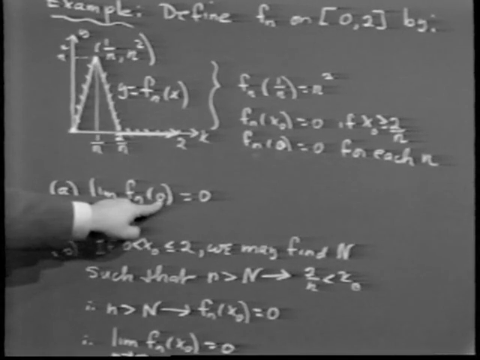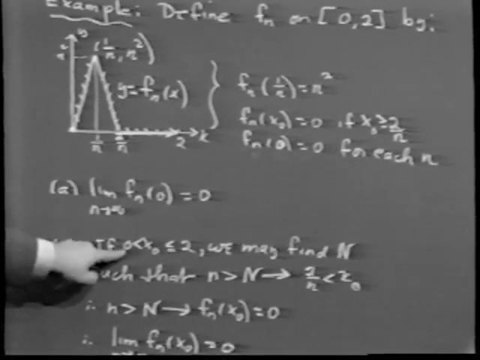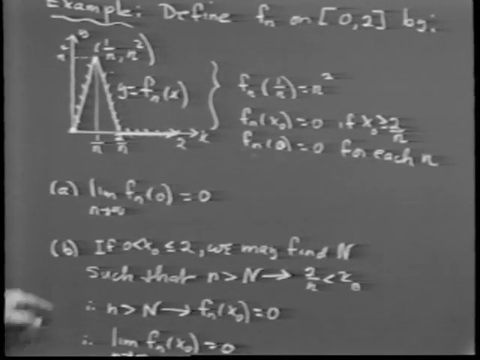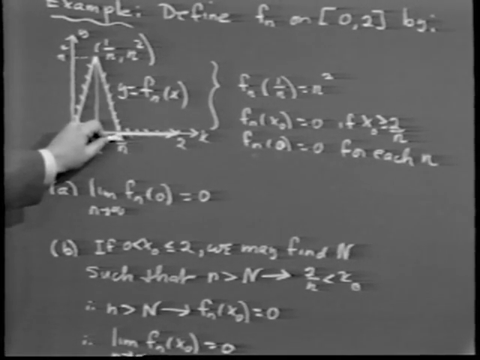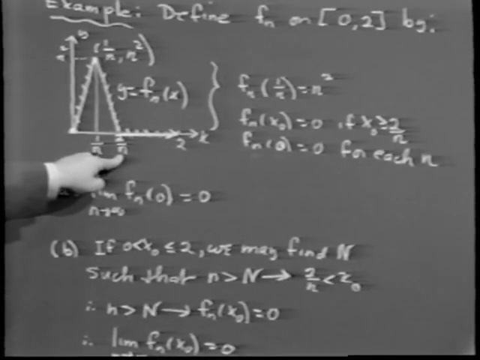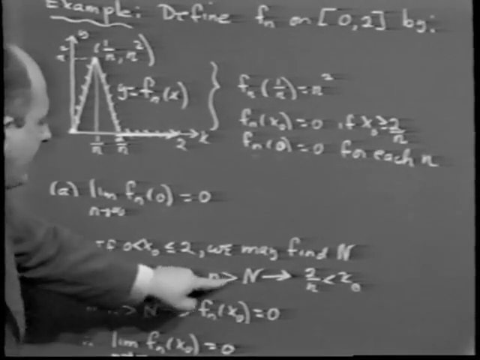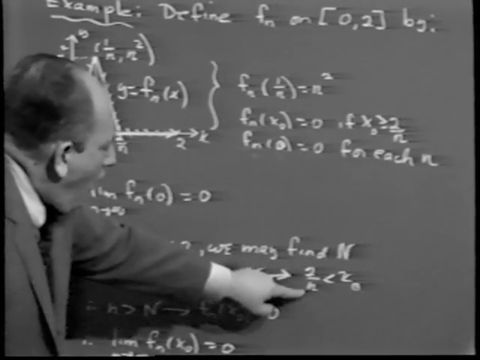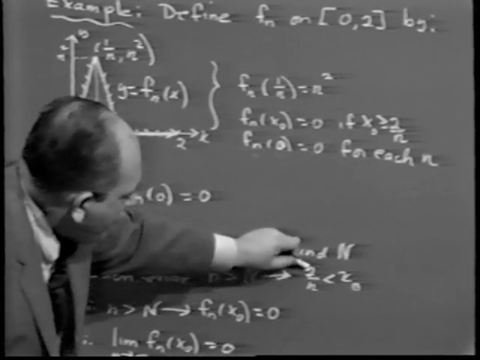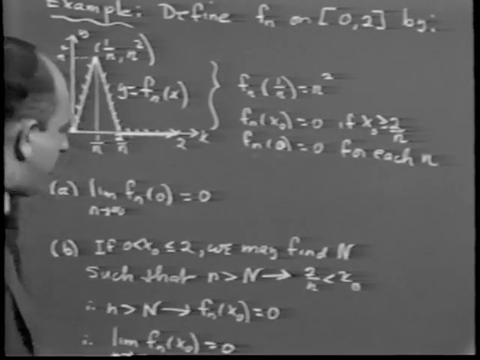What happens if we pick a non-zero value? For example, suppose I pick x0 to be greater than 0, but less than or equal to 2. The key point is this, that since the limit of 2 over n as n approaches infinity is 0, given a value of x0 which is not 0, I can find a capital N such that when n is greater than capital N, 2 over n is less than x0. In other words, if x0 is greater than 0 and 2 over n approaches 0, for large enough values of n, 2 over n will be less than x0.